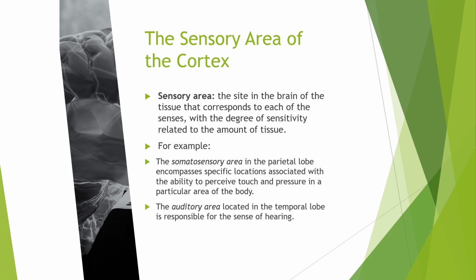The auditory area is in the temporal lobe, and that's responsible for your sense of hearing. And then, as I mentioned on the previous slide, the visual area is located in the occipital lobe. So we have the frontal lobe, which we said deals with motor behavior. The somatosensory area deals with touch and pressure. The auditory area of the temporal lobe is your hearing senses, and the visual area of the occipital lobe is your sense of vision.